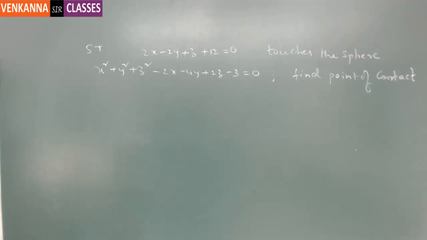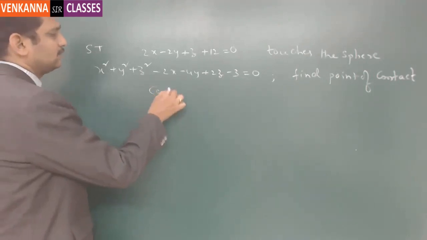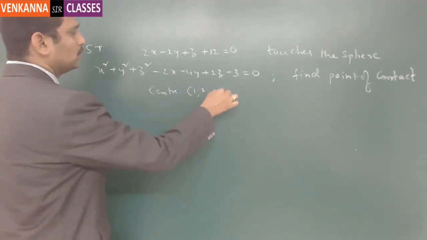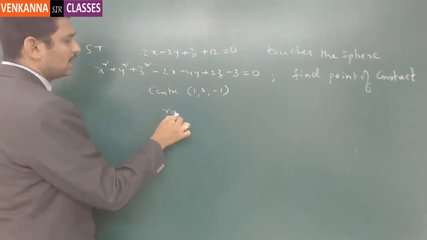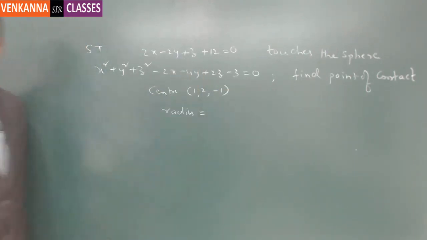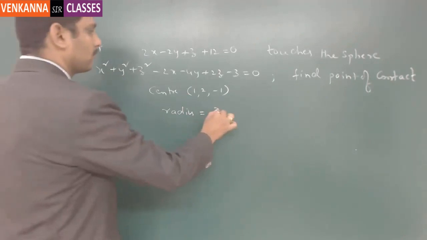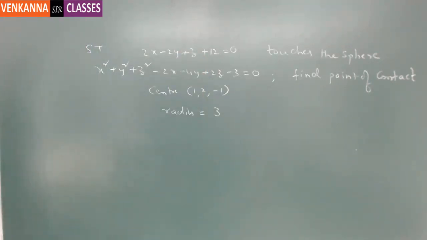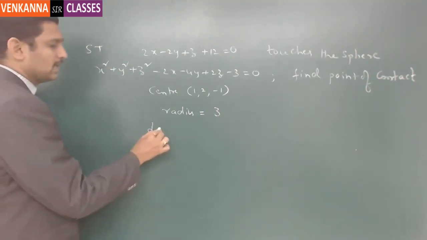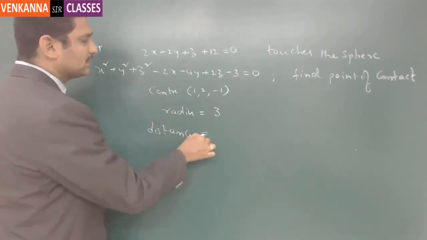I will give the procedure one more time. From the sphere equation, its center is nothing but 1, 2, minus 1. And could you tell me the value of the radius there? Substituting the values in the radius formula, it is 3. If you say that the plane touches the sphere, obviously the checking condition is that the distance must be equal to the radius.